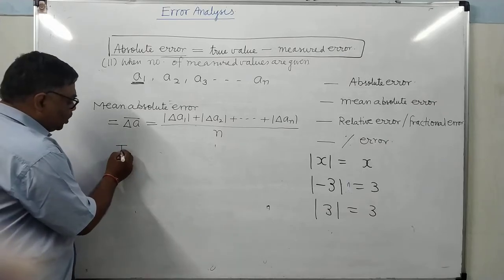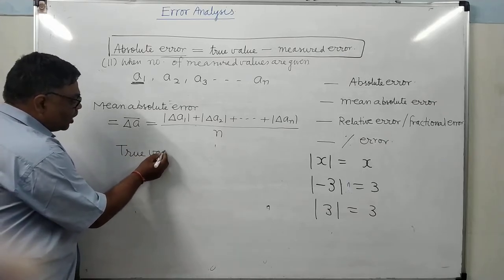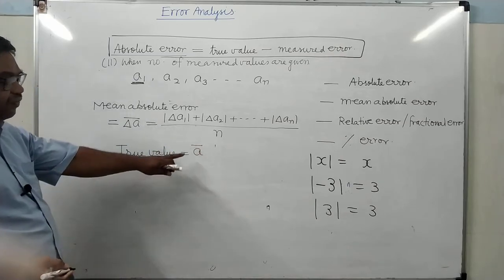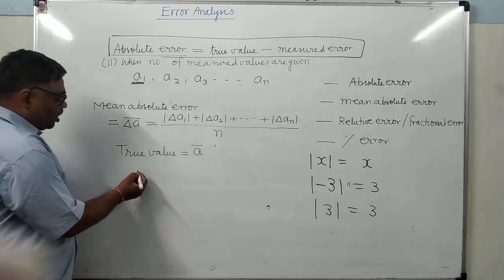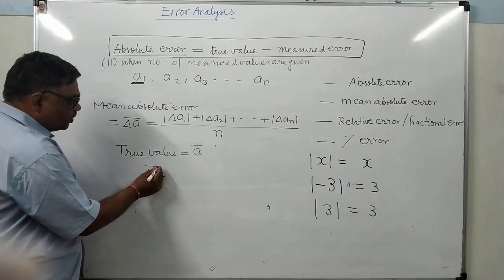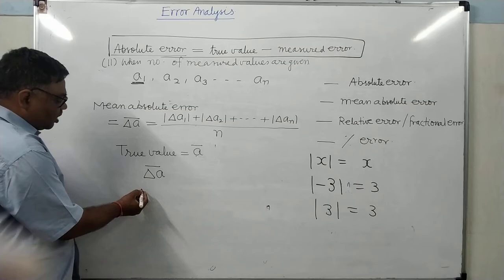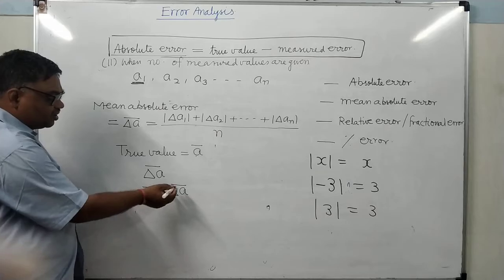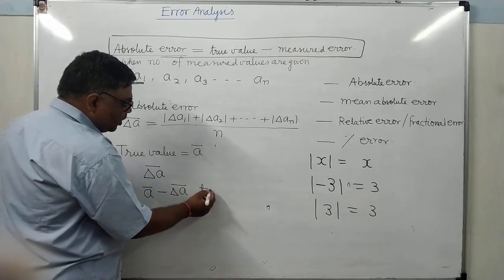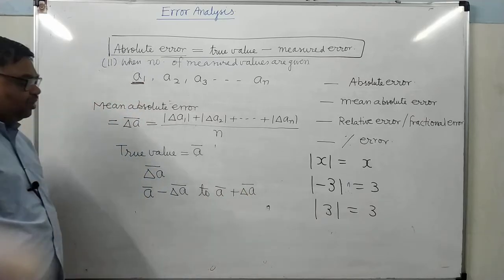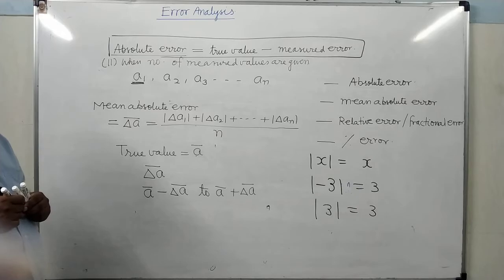It means if the true value is A bar, then the measured value may be from where to where. There may be a swing of this much error around this. It means the measured value will be from A bar minus delta A bar to A bar plus delta A bar. Is it clear? This measured value will lie in between these.